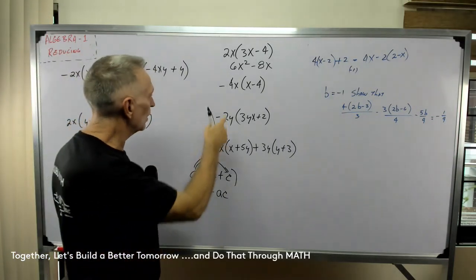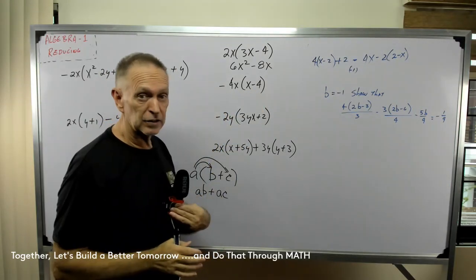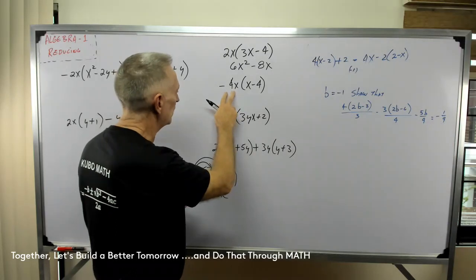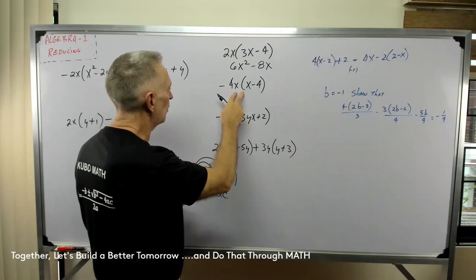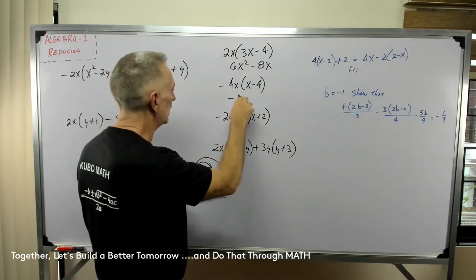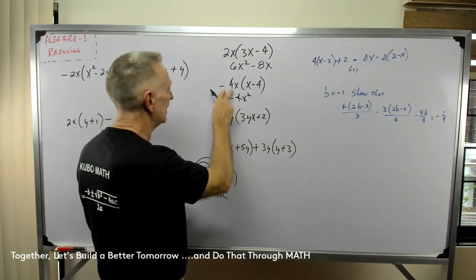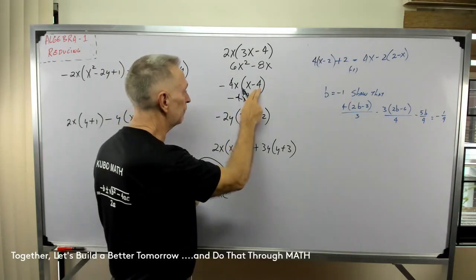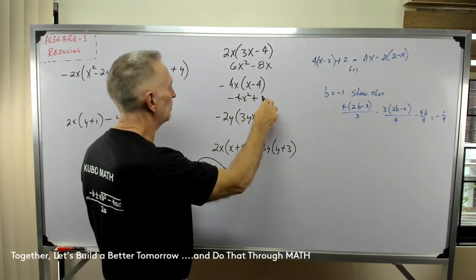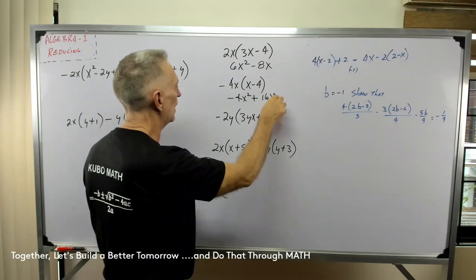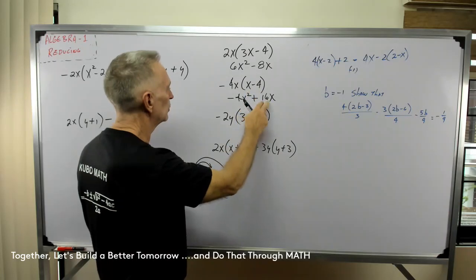So, okay, negative 4x times the parentheses of x minus 4. So let's distribute the negative 4x to the inside. Negative 4x times x gives me negative 4x squared, or to the second power. Negative 4x times negative 4: now I have negative times negative, so that's a positive. 4 times 4x is 16x. So negative 4x squared plus 16x.